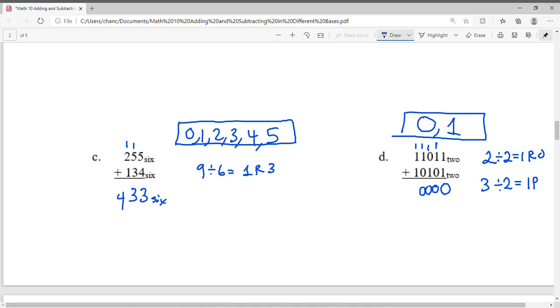I get 1, remainder 1. That means I have 1 down here. We'll carry that additional 1 over. And this is, again, base 2. So that's our solution for part D.